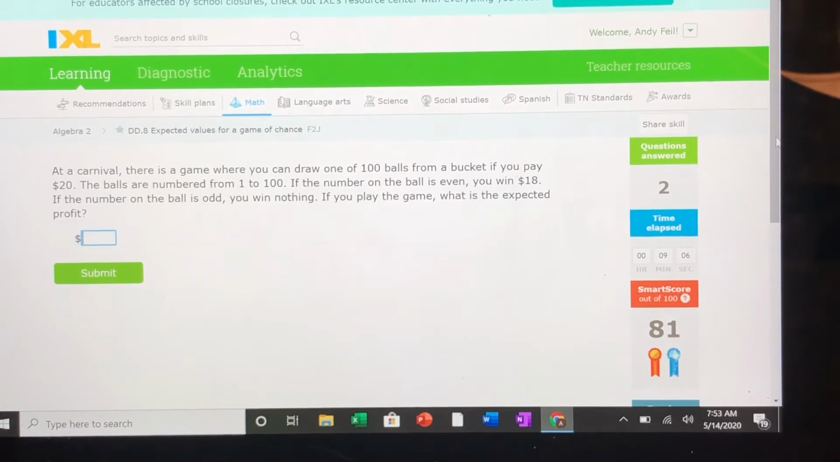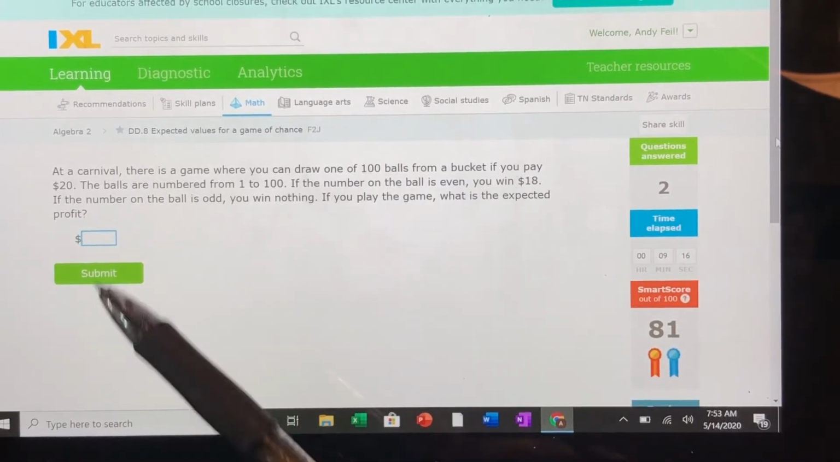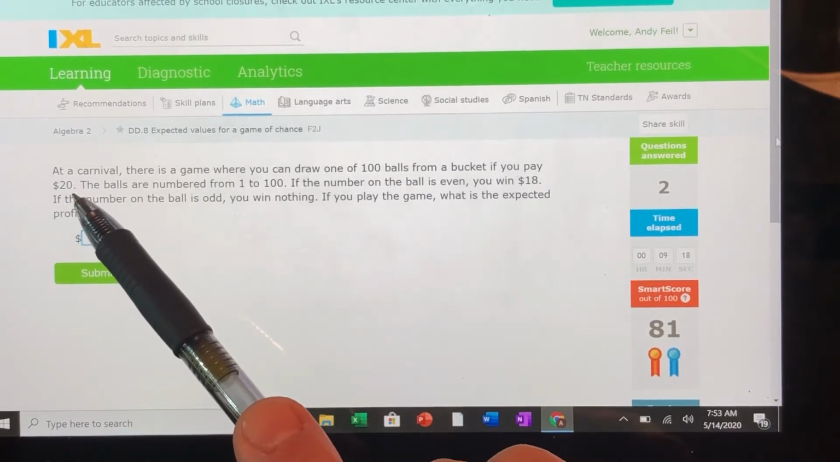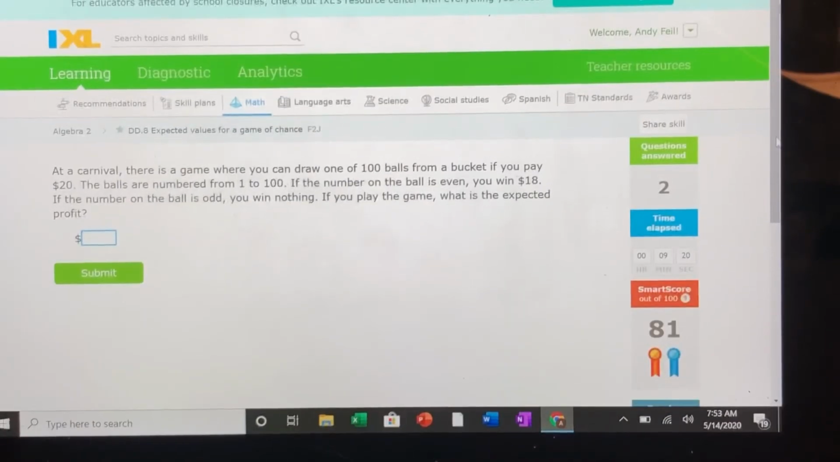At a carnival, there's a game where you can draw one of 100 balls from a bucket if you pay $20. The reason why this one's a little more difficult is this time we have to pay to enter the game, but we'll figure that out. The balls are numbered from 1 to 100. If the number on the ball is even, you win $18. If the number on the ball is odd, you win nothing. If you play the game, what is the expected profit?